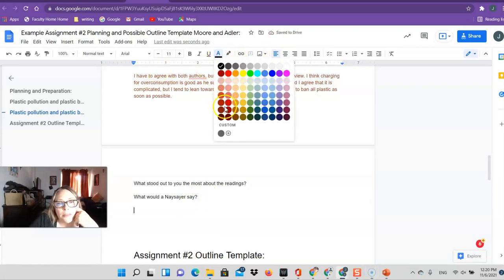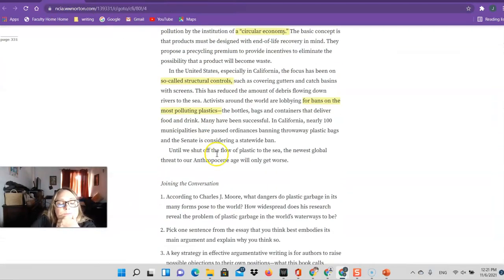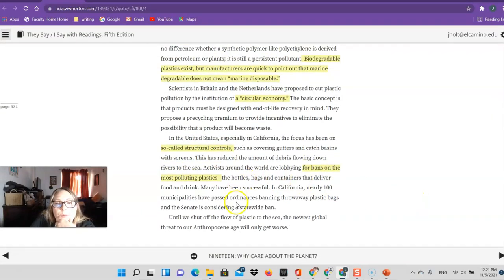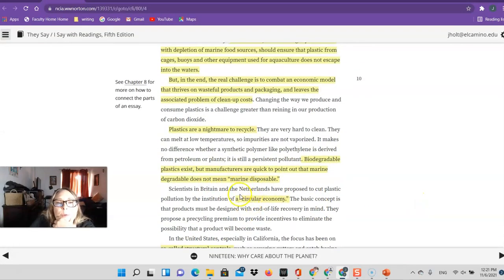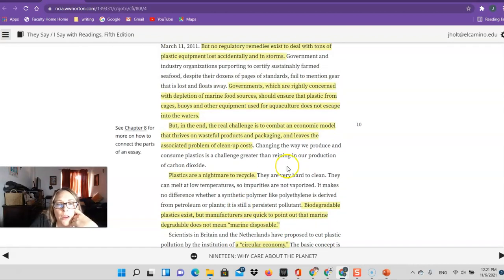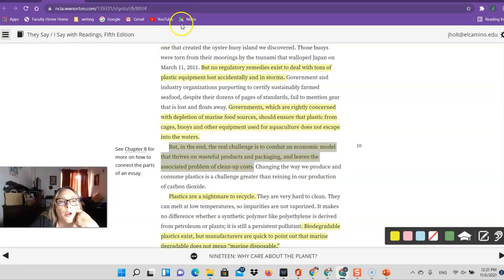I think one of the things I would consider that they don't really talk about enough is the economy, right? That we must consider the economy. And I would actually take a quote from Moore where he says that. He talks about somewhere in here, oh yeah, but in the end, the real challenge is to end our economic model. So I'm going to copy that. Yeah, that's the problem with this book.